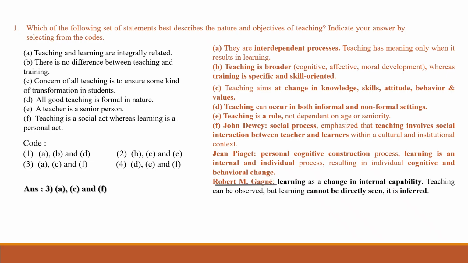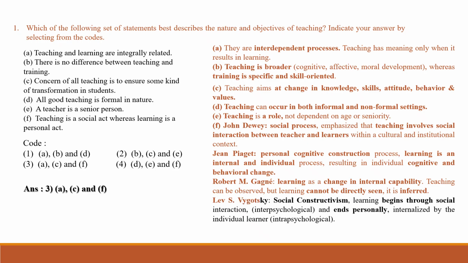Another theorist, Robert M. Gagne, defined learning as a change in individual capability and also pointed out that teaching can be observed, but learning cannot be directly seen. It can only be inferred from behavior. Then we have Lev Vygotsky's social constructivism.